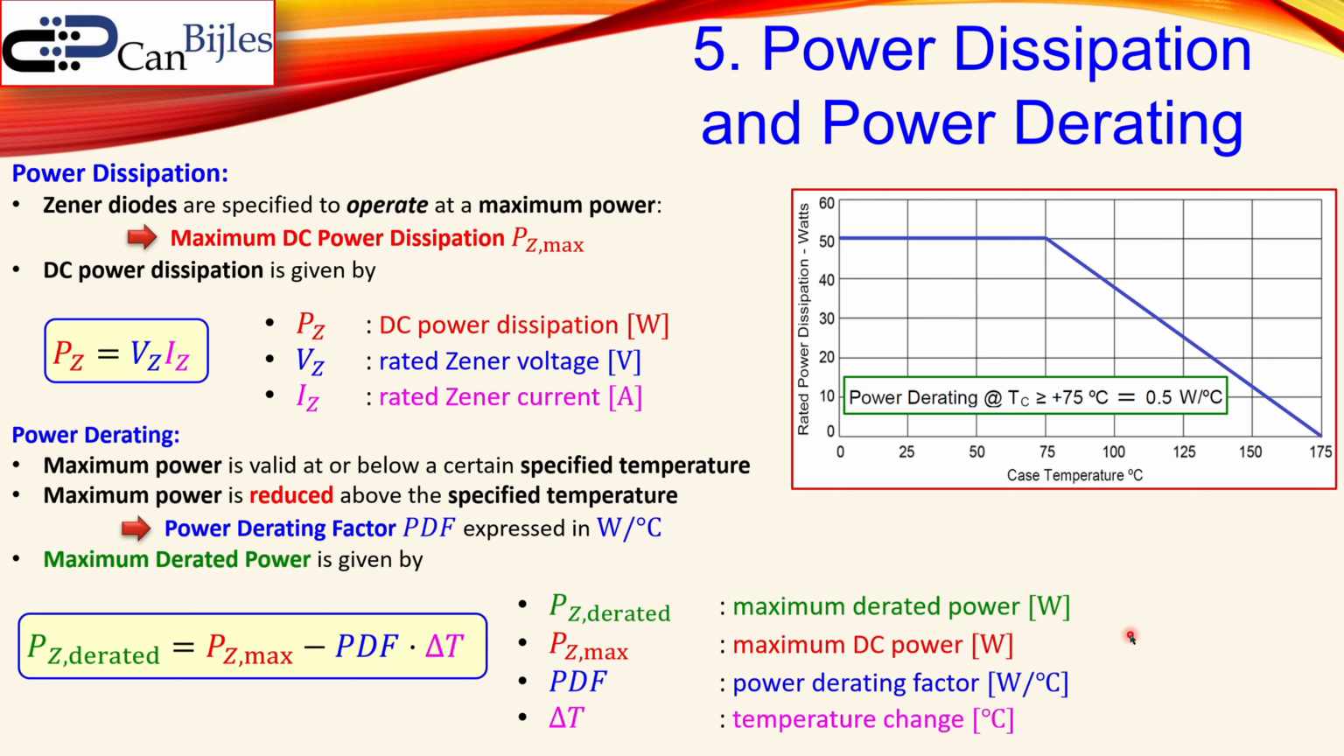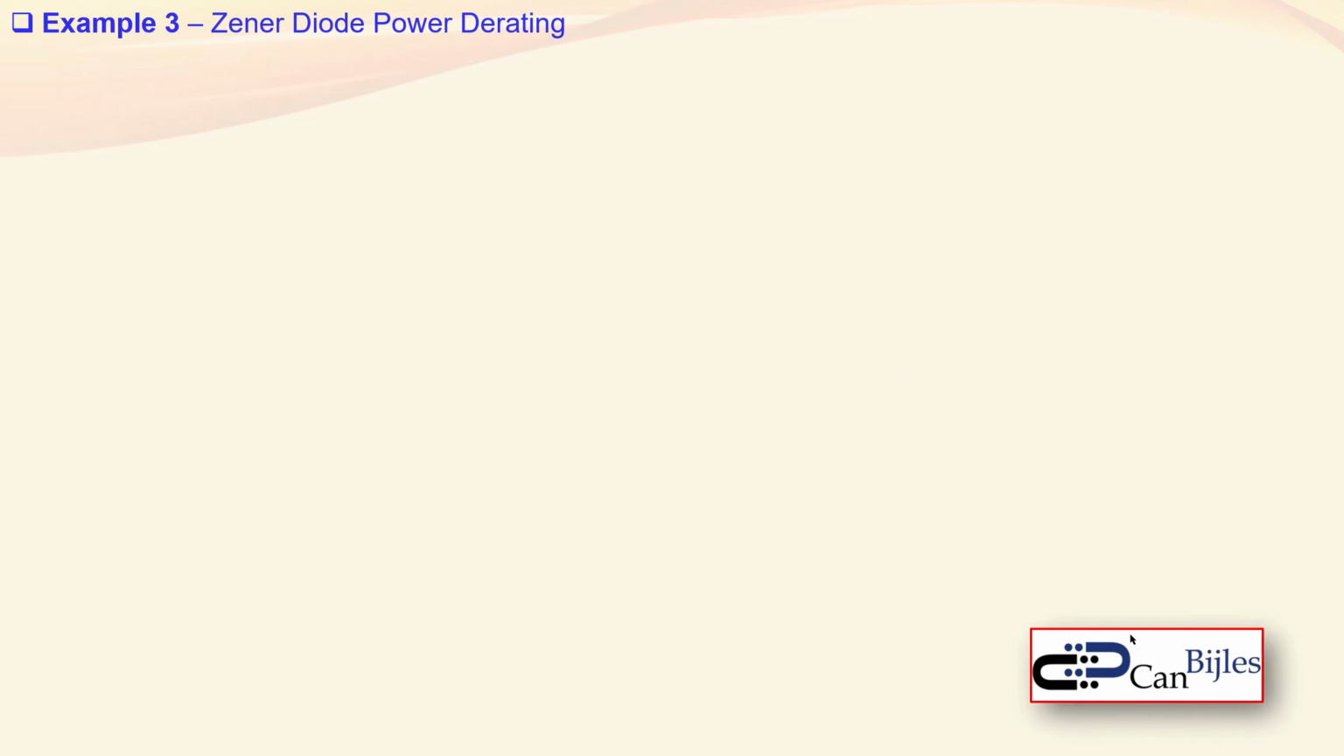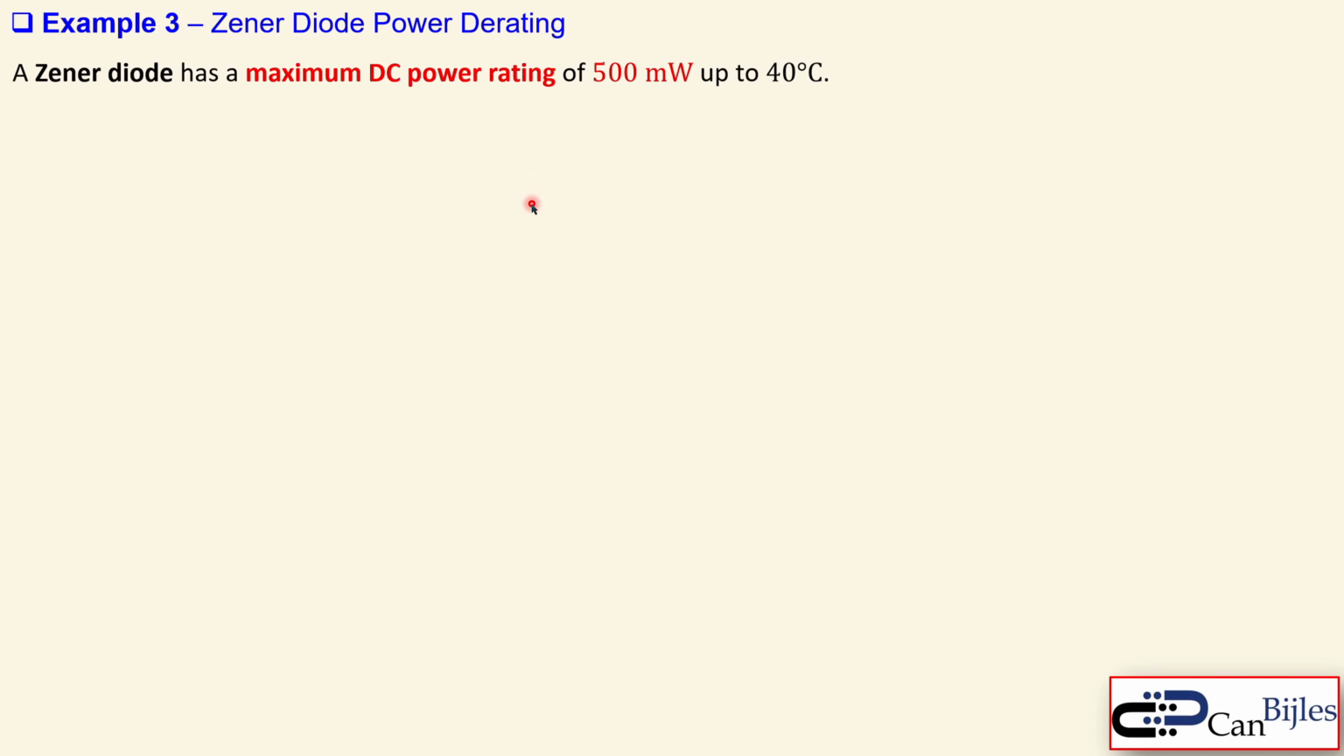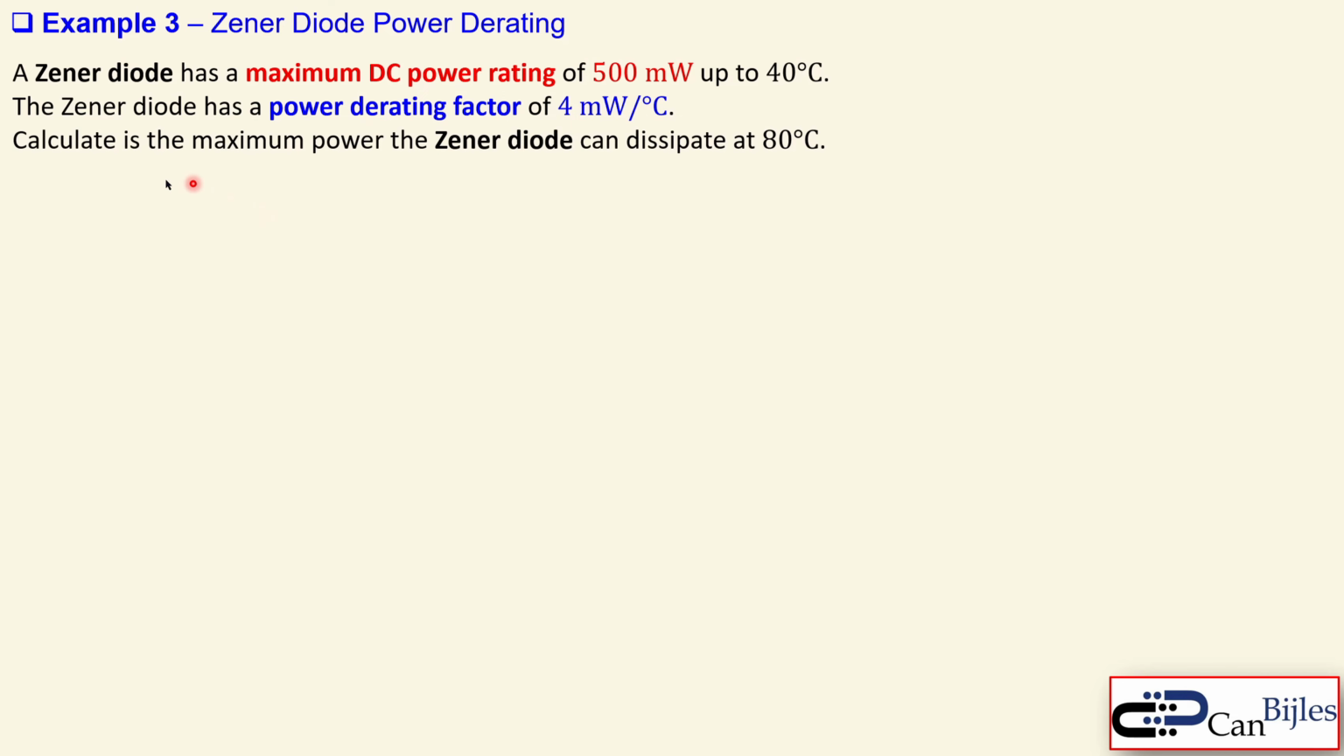All right. Okay, let's now look at an example again: Zener diode power derating. We have a Zener diode which has a maximum DC power rating of 500 milliwatts, but only up to 40 degrees. After that 40 degrees, it will change. The Zener diode has a power derating factor of 4 milliwatts per degree. We would like to calculate the maximum power that the Zener diode can dissipate at 80 degrees. So if I increase the temperature by a factor of 2, what happens?